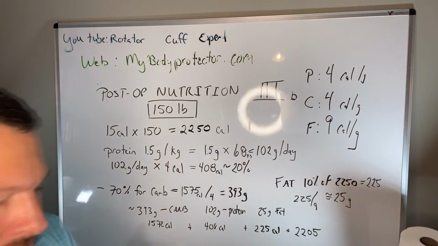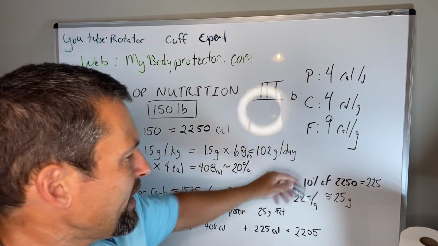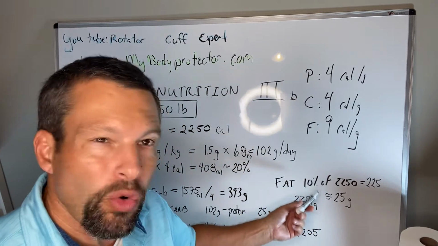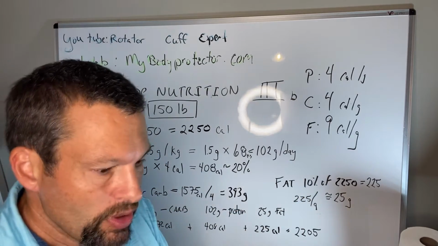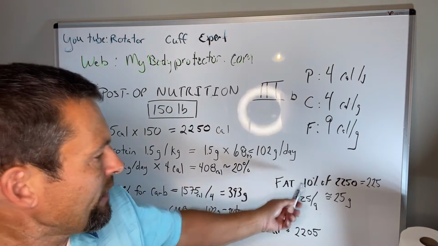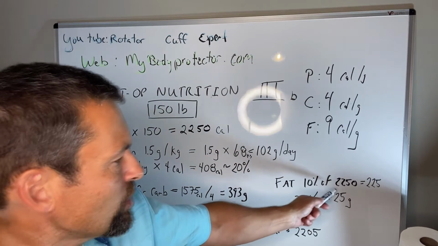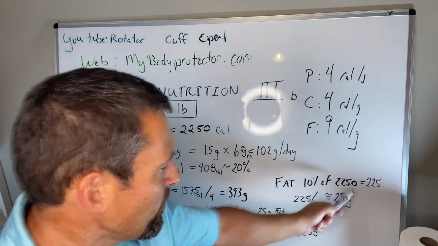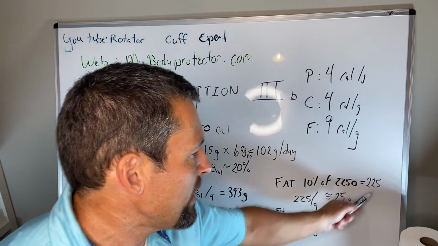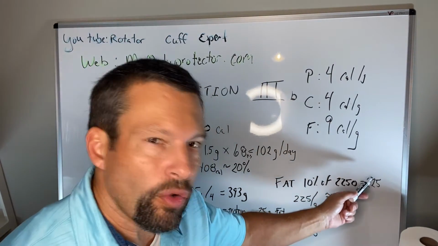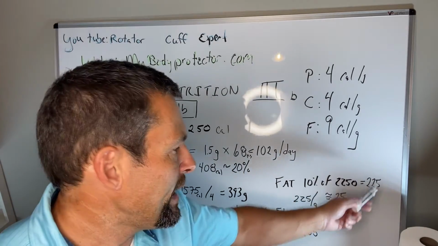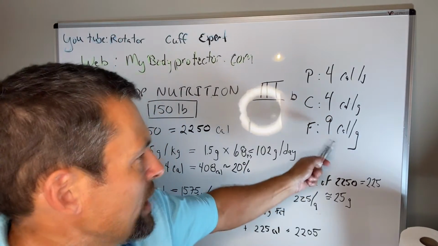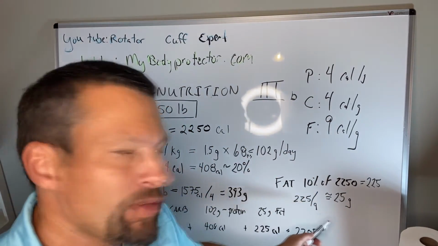So another separate calculation, we do fat, right? We want about 10% fat. This is probably a little bit low, probably 15, maybe even 20% fat's okay, especially in someone who's not morbidly obese. But we want 10% fat. So 10% of our 2,250 calories gives us 225 calories, okay? So if we are only gonna intake 225 calories from fat, we have to divide that by 9 because that's how many calories per gram of fat. That gives us 25 grams of fat, okay?